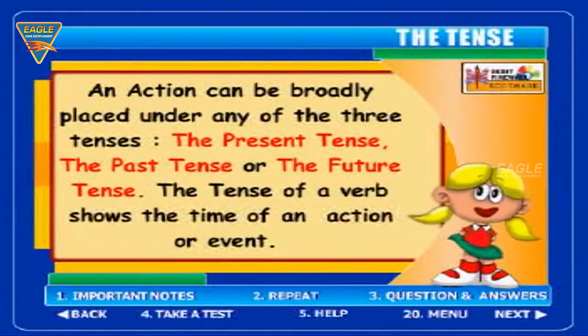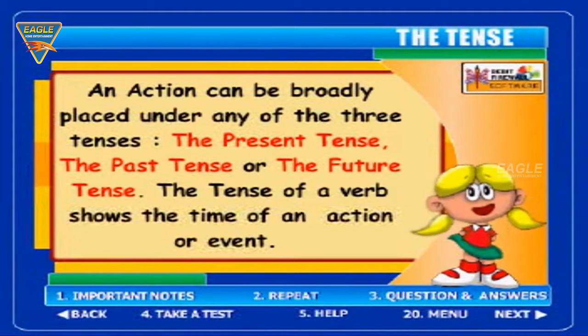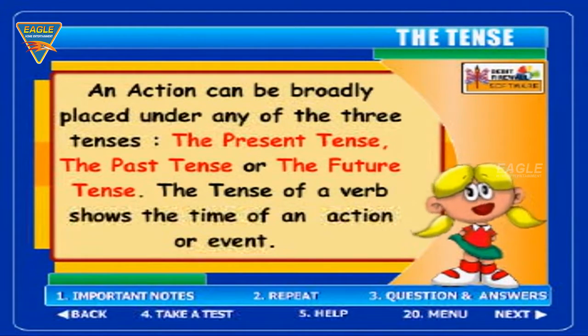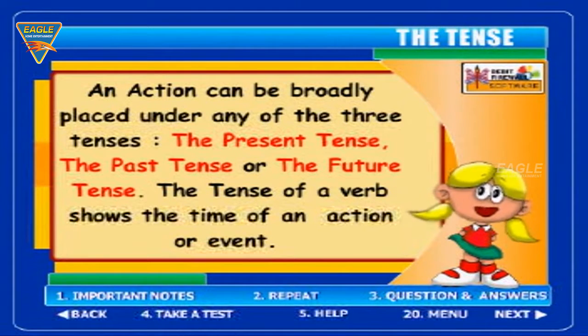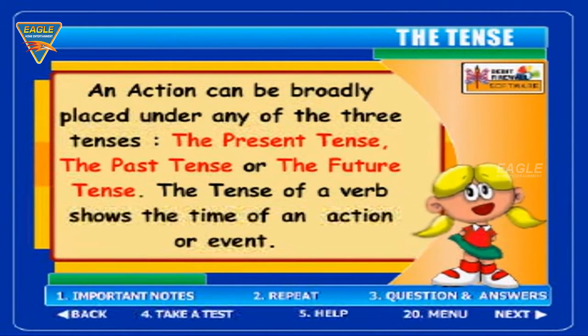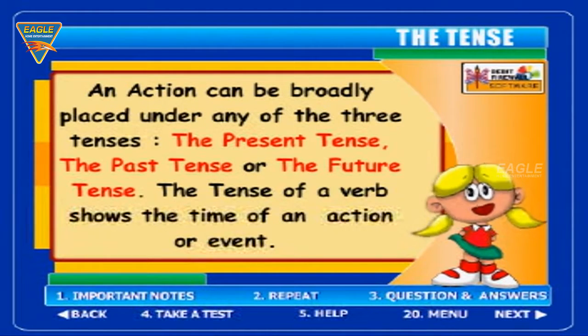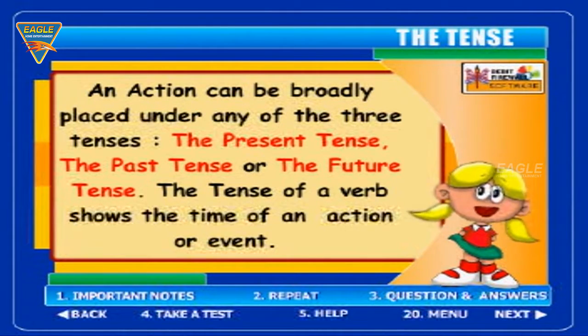Let's learn about tenses now. They are essential to learn any language. I'll tell you more about present, past and future tense. The tense. An action can be broadly placed under any of the three tenses: the present tense, the past tense, or the future tense. The tense of a verb shows the time of an action or event.